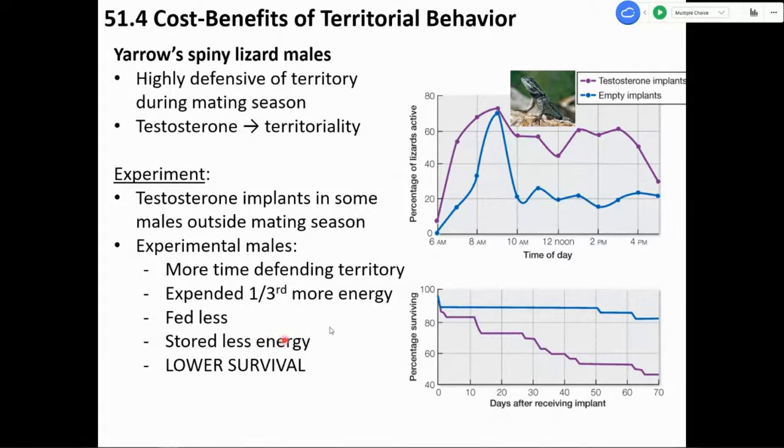And the real issue here is that these lizards had lower survival. This is survival on the y-axis on the bottom graph over time, over a couple of months or so. The control lizards had fairly good survival. Some of them died, but 90% or more survived. About 10% died. But in the experimental ones, their survival went way down, to about 50% or so.